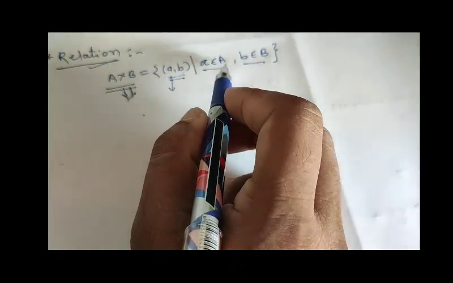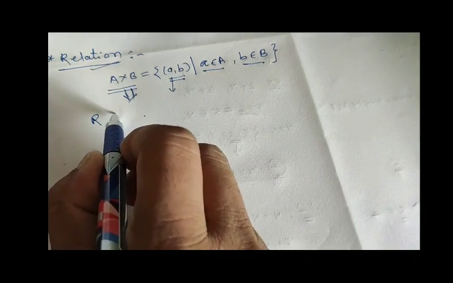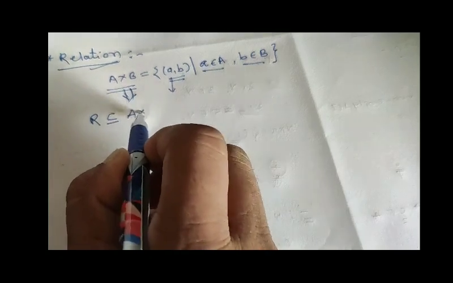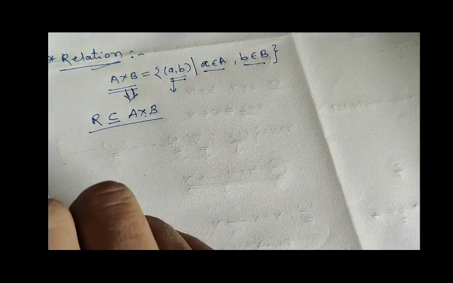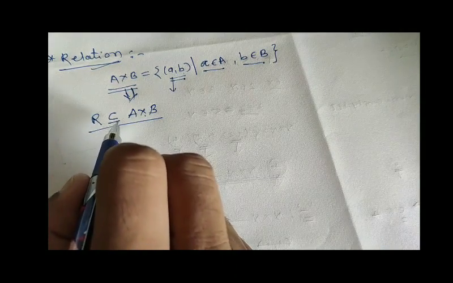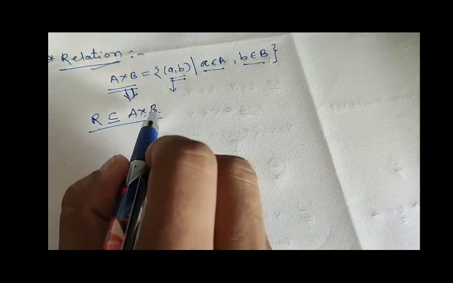So now what is meant by relation? Actually, we indicate relation by the set R, and this relation R is a subset of A cross B. So relation is a subset of the Cartesian product A cross B.